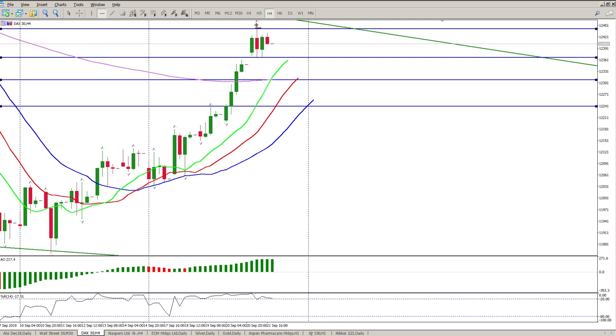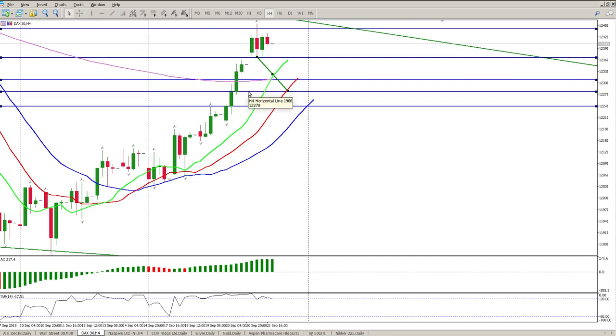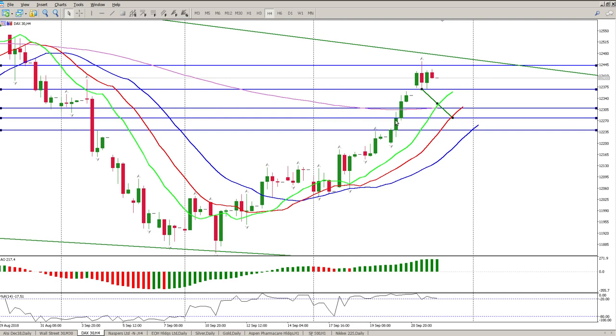So what I'm doing is really just looking at the next level, and this is a consolidation pattern. So I would expect that if we do break below it, then we should be moving pretty far, coming back down to this 12,280 area.